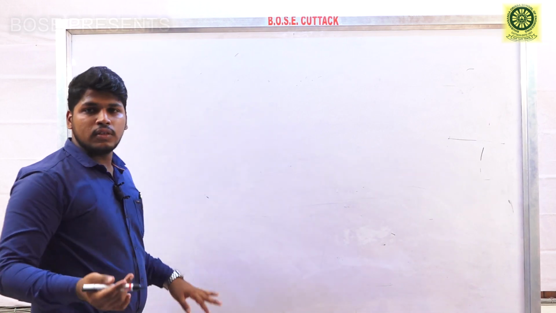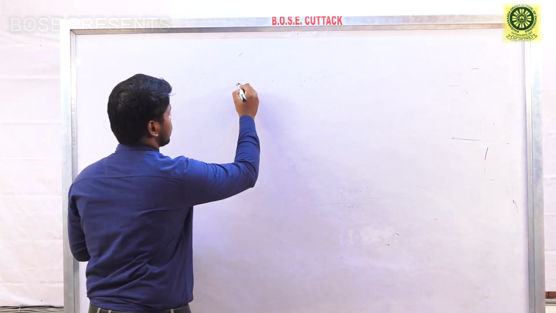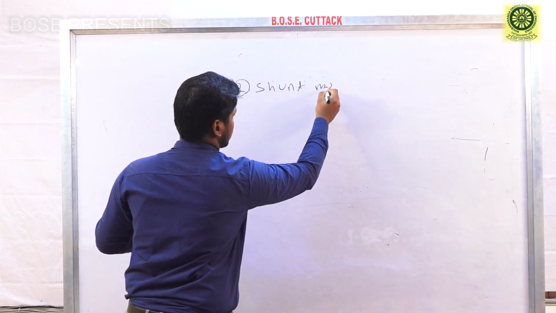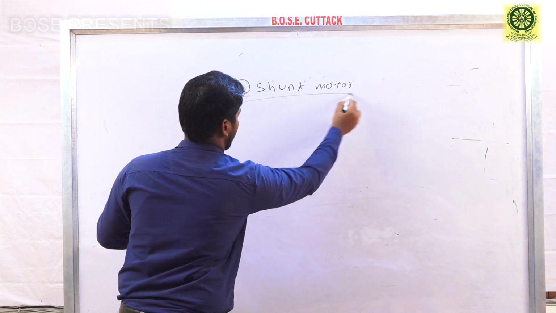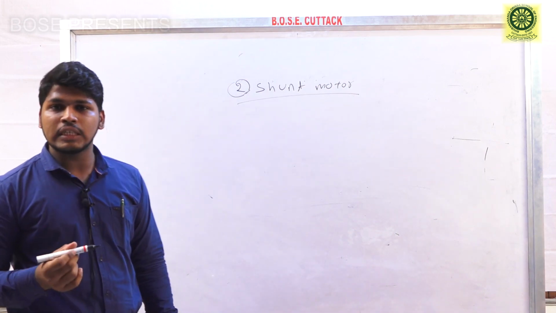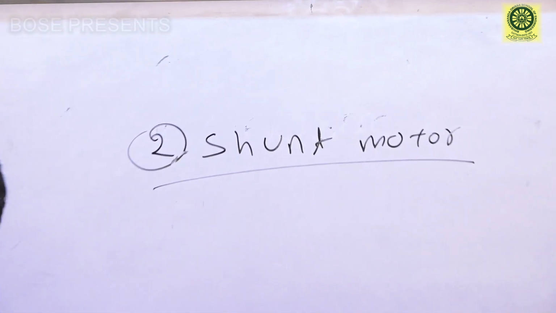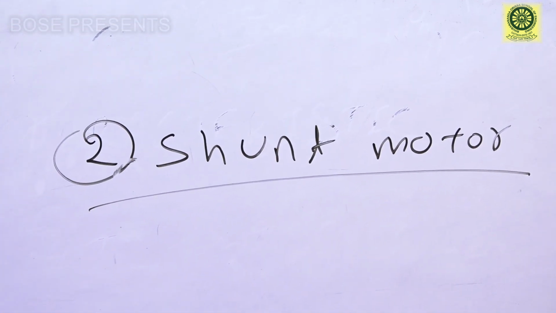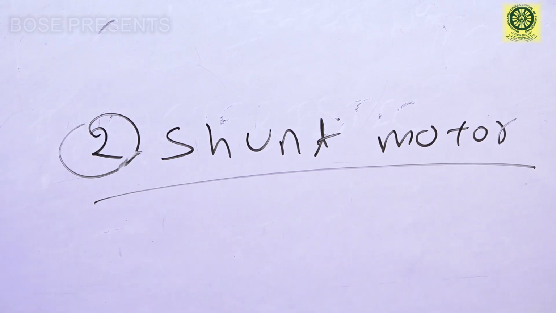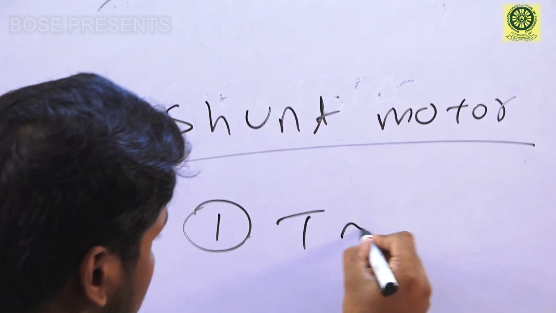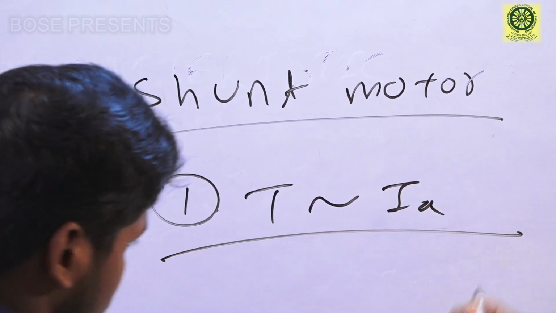If we go next to the shunt motor, the shunt motor is called a constant speed machine. As it self-regulates its speed, it is called a constant speed machine. It also has three characteristics. The first one is torque versus armature current.